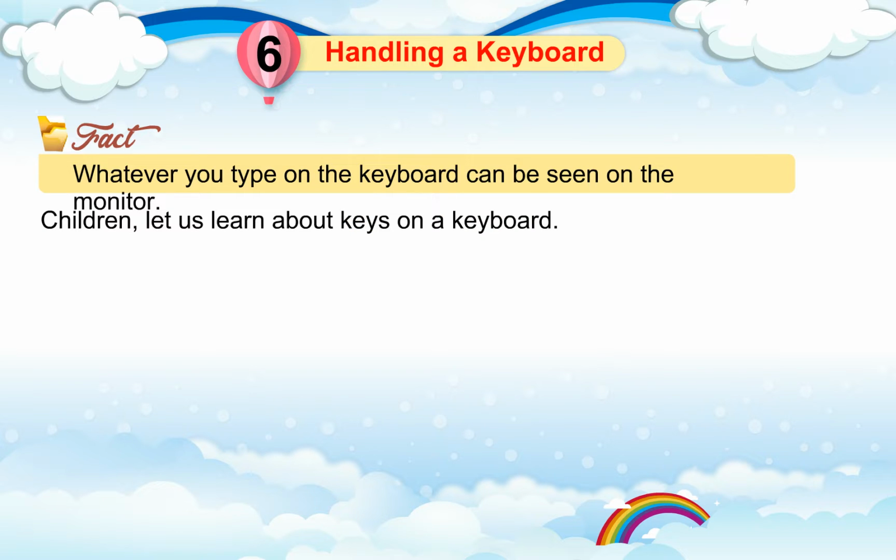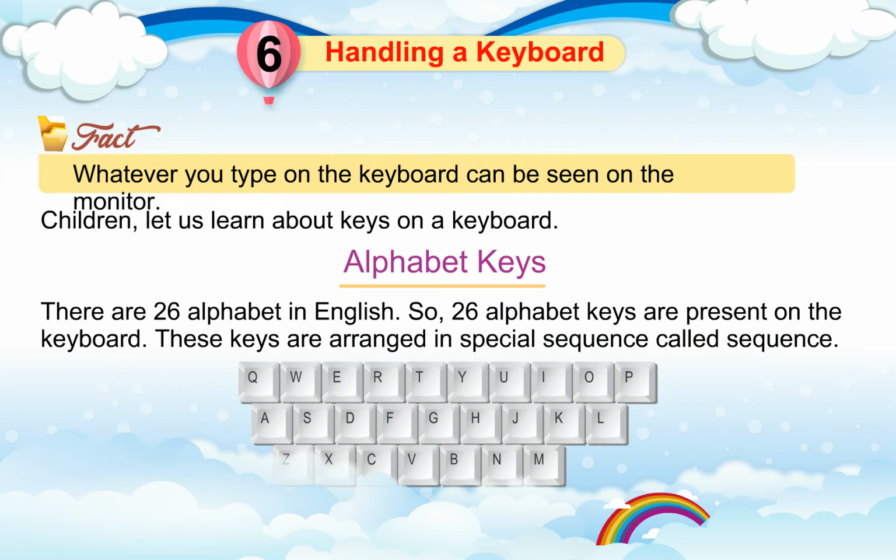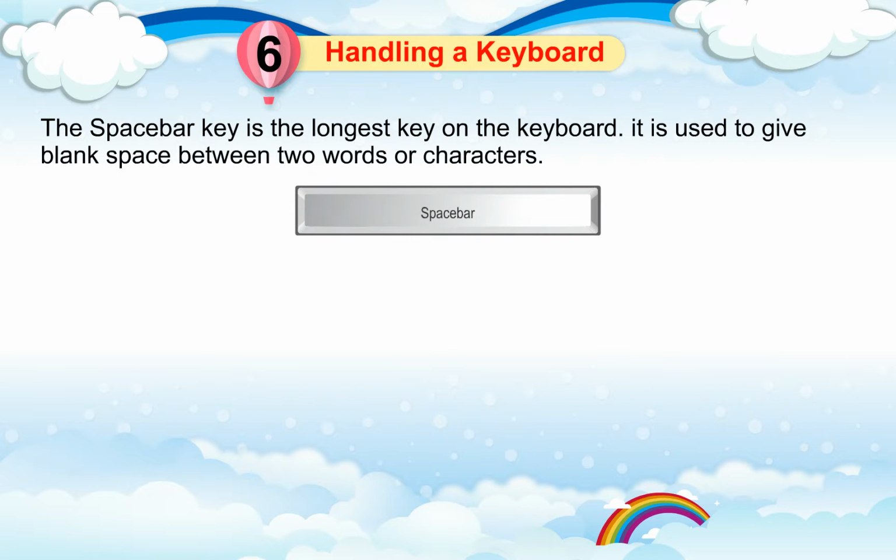Children, let us learn about keys on a keyboard. Alphabet keys. There are 26 alphabets in English, so 26 alphabet keys are present on the keyboard. These keys are arranged in a special sequence called QWERTY sequence. Space bar key. The space bar key is the longest key on the keyboard. It is used to give blank space between two words or characters.